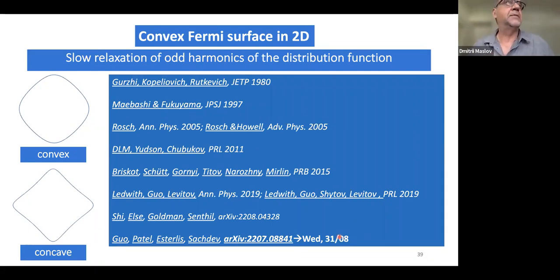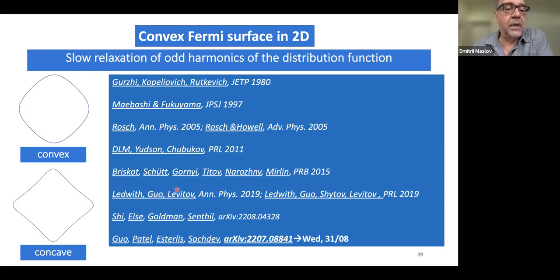Okay, and then there's a special case of a convex Fermi surface in two dimensions. This subject actually has a very long history, as many things in transport. It started with Gurzhi back in 1980, who noticed that relaxation of odd harmonics of the distribution function, including the first harmonic, which gives us the current, is slow on a two-dimensional convex Fermi surface. And then there were lots of people who worked on this, and even recently we have two papers from Chernyshev's group and from Sachdev's group on the same subject. I wasn't going to talk about it originally, but because the subject still seems to be of interest, I will.